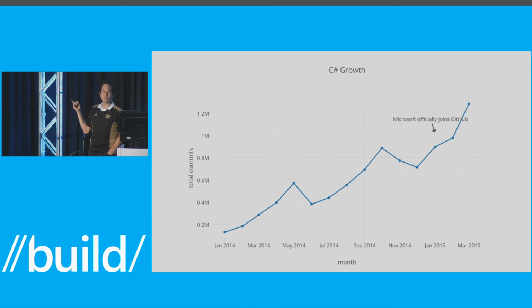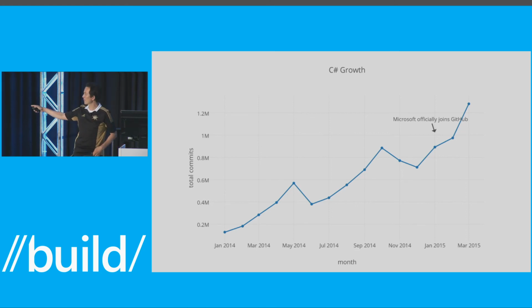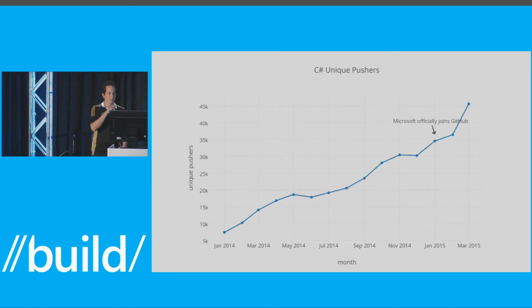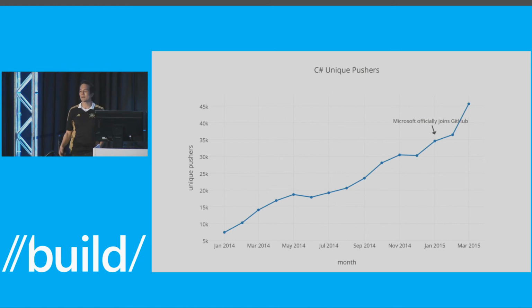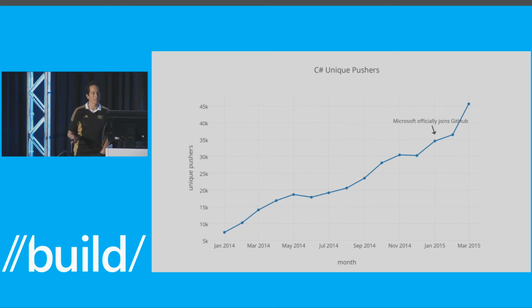You can see here, this is an internal graph that I asked someone from my analytics team to produce. And when Microsoft officially joined GitHub around January, February-ish, you can see that there's this bit of a spike. And it would be really interesting to see how that plays out in the long run. But a lot of interest in C# on GitHub. And F# as well. And I'm using C# as a proxy for the .NET community as a whole just because I'm lazy.